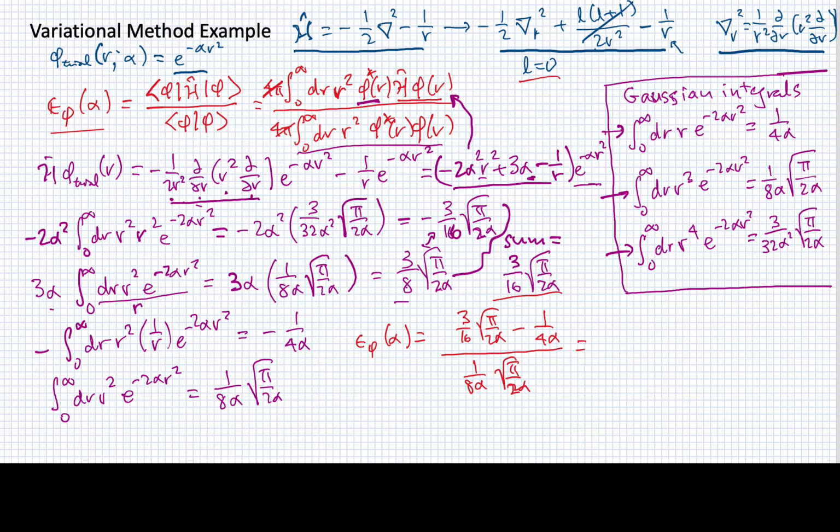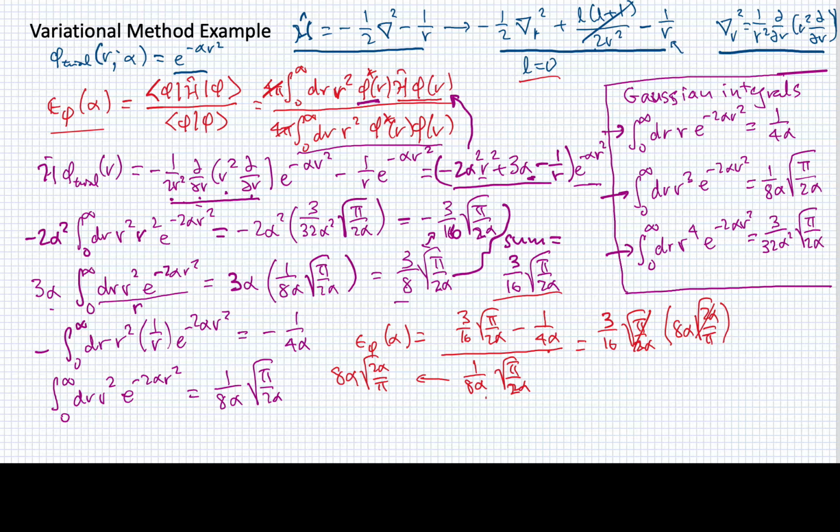All right, so we're going to turn this upside down. So this thing inverted will give us 8 alpha square root of 2 alpha over pi. So that's what I need to multiply by each of the terms here. So I'll have 3/16 square root of pi over 2 alpha times 8 alpha square root of 2 alpha over pi. Okay, well, the square root of 2 alpha over pi terms are going to cancel, and I'll just have 8 alpha divided by 16 times 3, which will be 3/2 alpha.